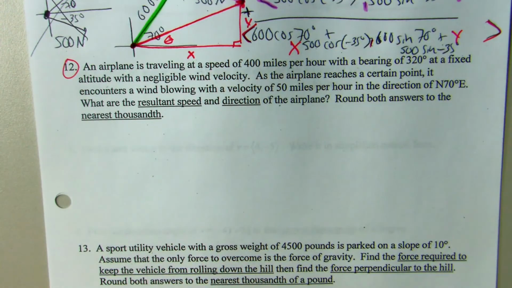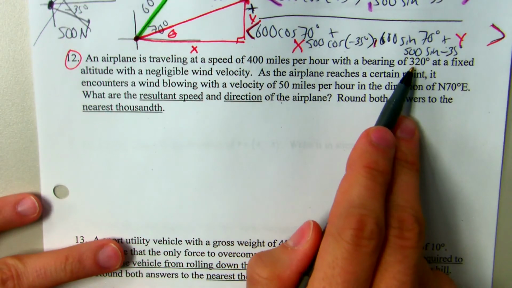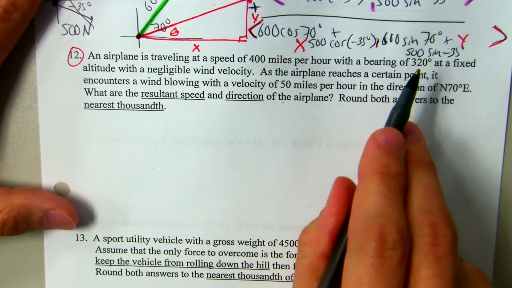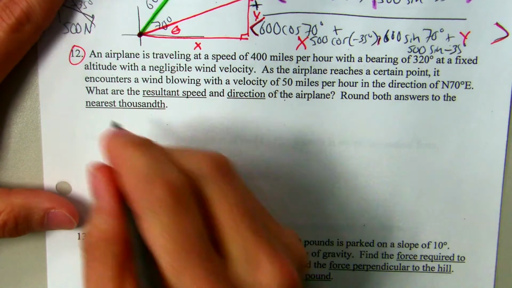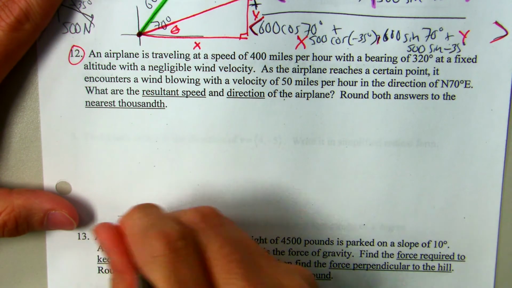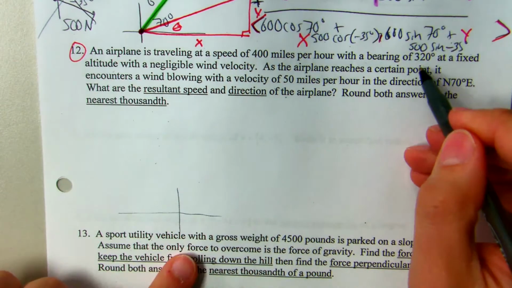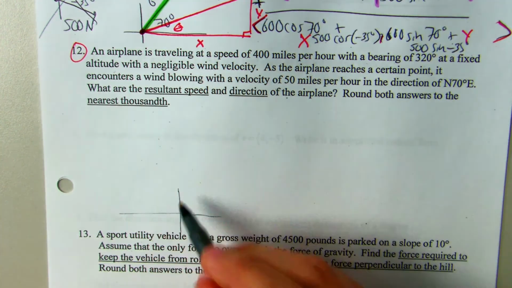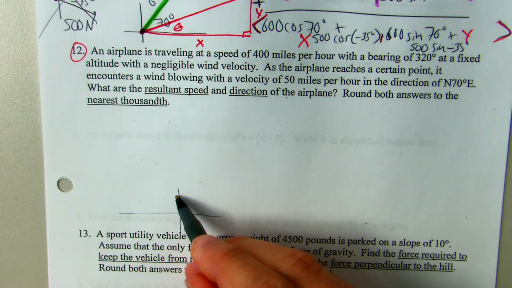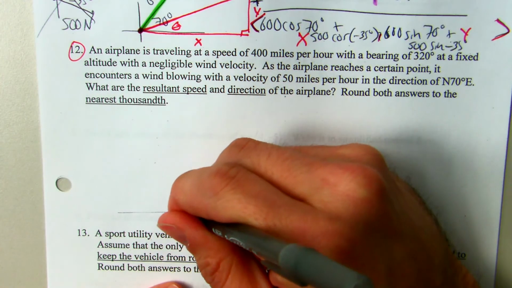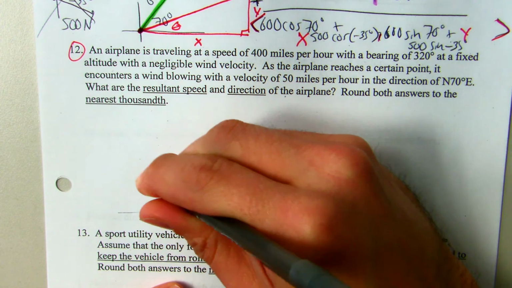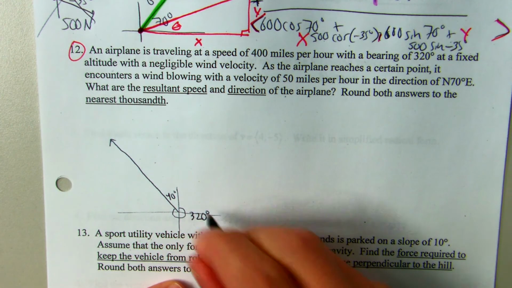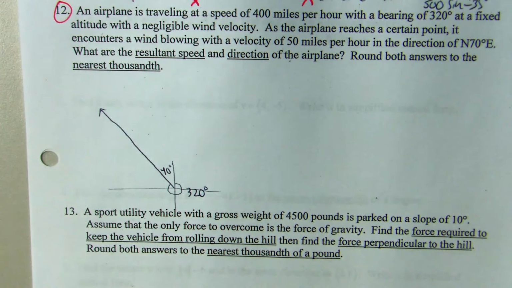But my picture is a little harder to make because it gave me a bearing and not an angle from a positive x-axis. So 400 miles per hour, 320 degree bearing. Okay, so bearing, if it doesn't give you directions, is always measured clockwise from the north line. So 360 would be all the way around, 320 would be almost all the way around, but 40 shy. So I would also throw those angles in there while I'm thinking of it.